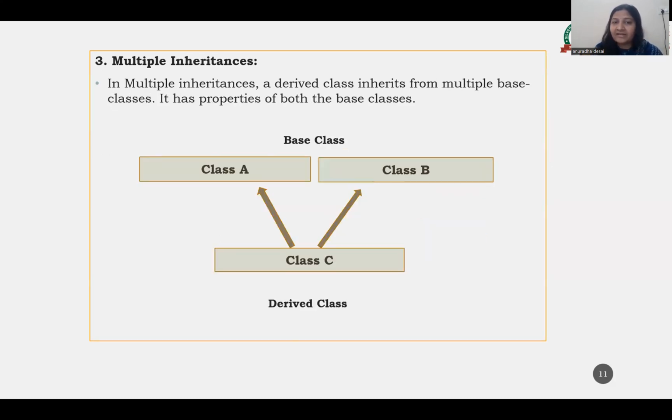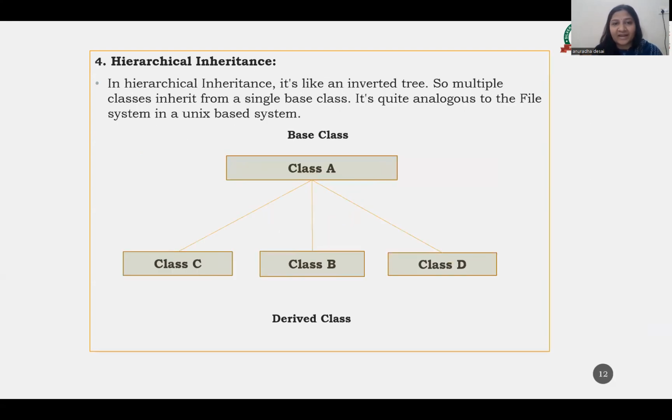What is multiple inheritance? Here there are more than one base class, and another class is deriving the properties from the two base classes, inheriting from multiple base classes. This is known as multiple inheritance. Hierarchical inheritance is like an inverted tree. Multiple classes are inherited from a single base class. It's quite analogous to the file system in a Unix-based system. So one base class A, and C, B, and D are all subclasses or derived classes of the base class A.